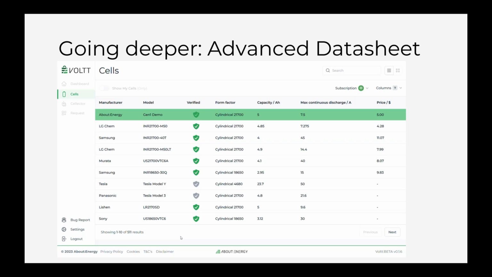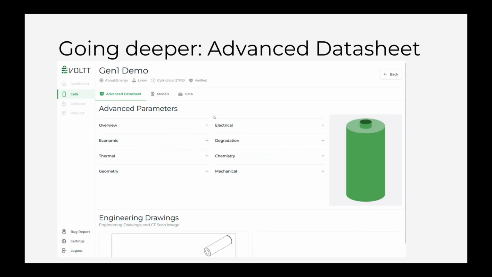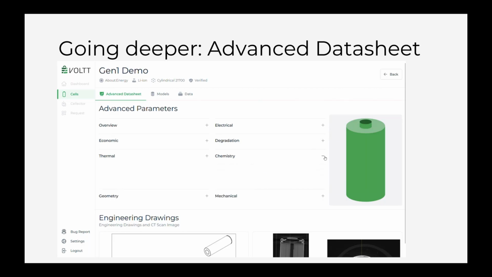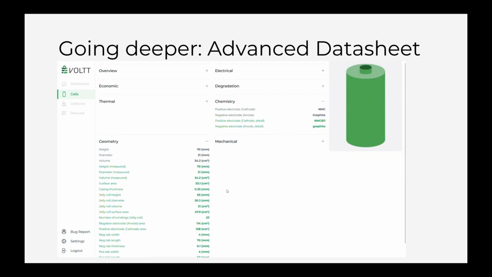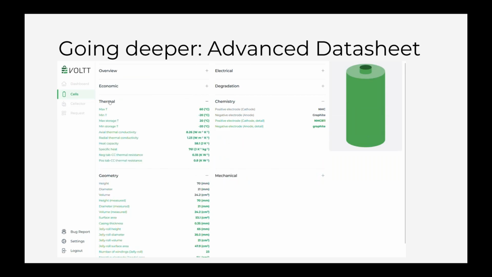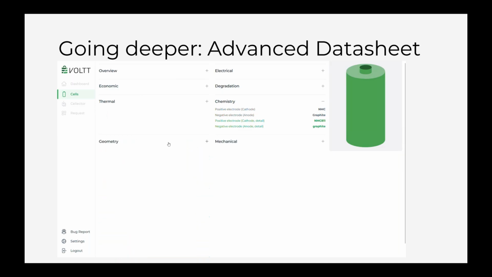So next, going a bit deeper, we're going to look at the advanced data sheet, which supplies more information on the cells. This is when we buy the cells and we provide that information. Here we're going to show the AboutEnergy Gen 1 demo cell, which is basically a demonstrator. It allows us to show all the parameters we could measure for other cells and what they look like. This includes things like chemistry. In black, you can see the information we scraped from data sheets, and in green, the information that we've actually measured ourselves. So we can provide more resolution, not just NMC, but NMC 811. Then looking at the geometry of the cell, the thermal properties, all the different properties you need in order to start to engineer a system around those cells.